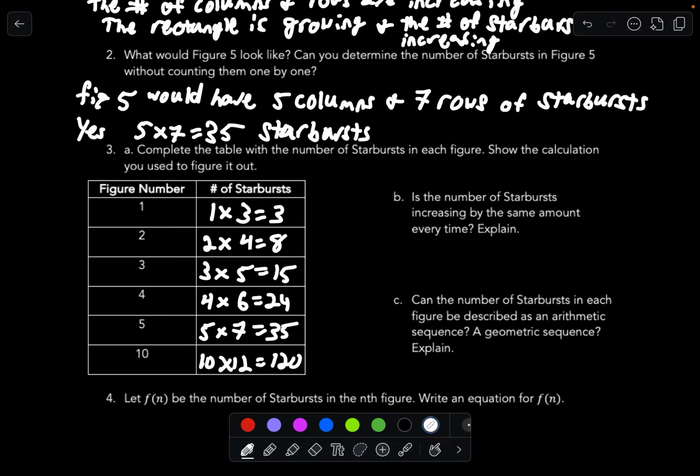Well, if you look at this, if we go here, they increase by 5. They increase here by 7. They increase here by 9. And they increase here by 11. Okay? So, no. They are increasing by an increasing amount.